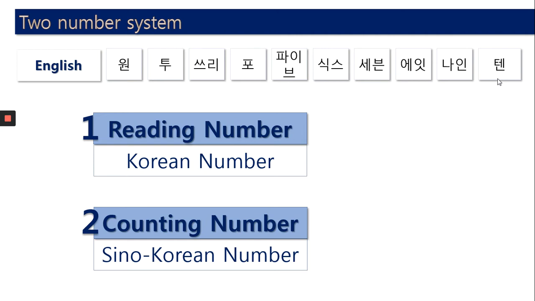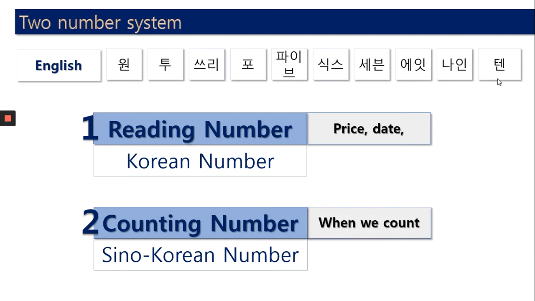The first one, reading number, because when we read numbers, for example, the price or date, we use this reading number system. And the second one, counting number, is used when we count things. For example, how many students are there? 1, 2, 3, oh, 3 students. 3명 있어요. At this time, we use counting number. Among these 2 number systems, today we are going to study the first one, reading number.